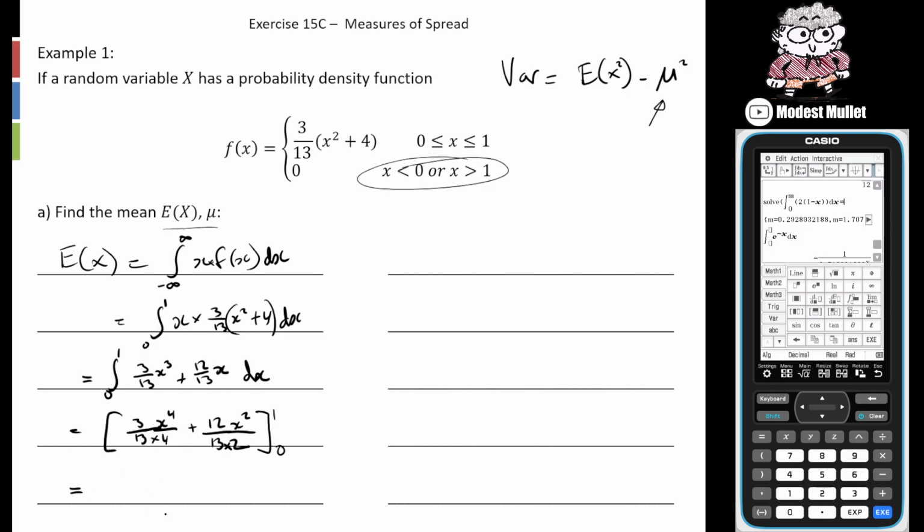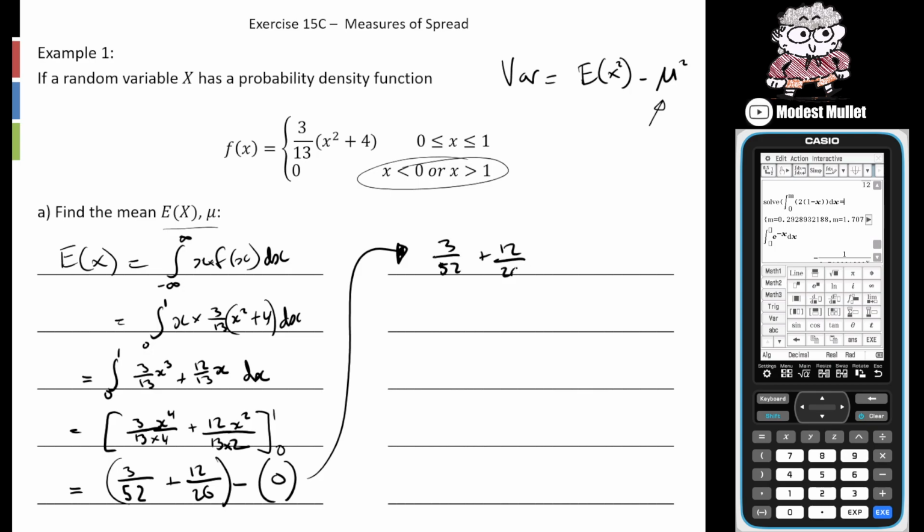That is going to give us 3 on 13 times 4, 52, plus 12 on, so I'm just substituting the 1 here, 12 on 26, all take away, and when we substitute the 0, all of that's going to turn into 0. So we've got, what's that, 3 on 52 plus 12 on 26.